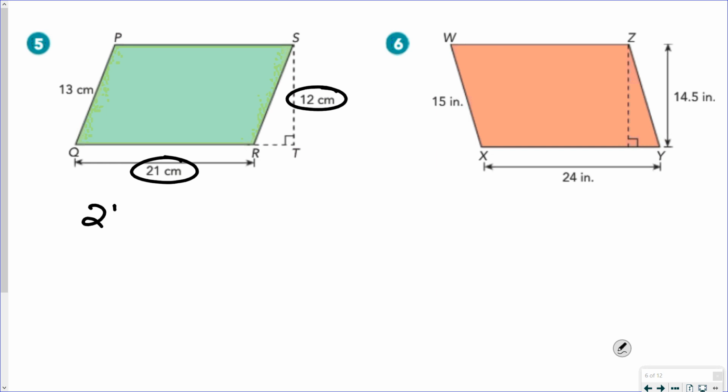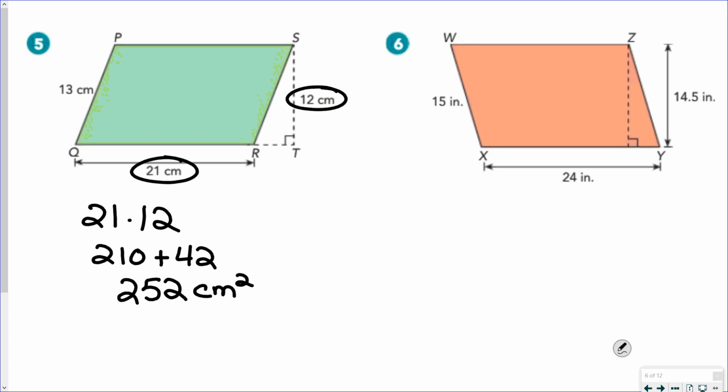So you would take 21 times 12. 21 times 10 is 210. 21 times 2 is 42. So that would give you 252 square centimeters.